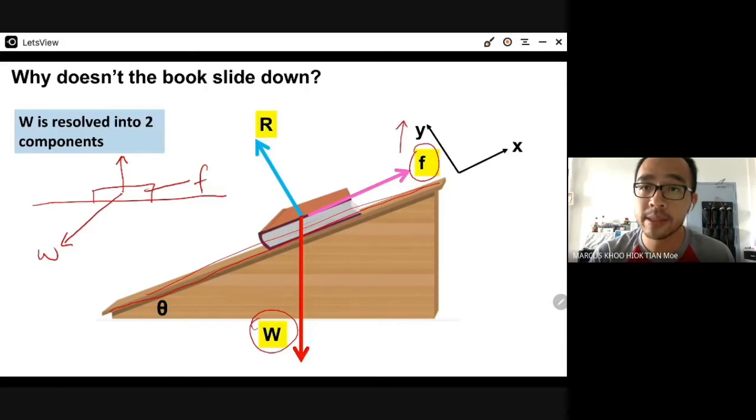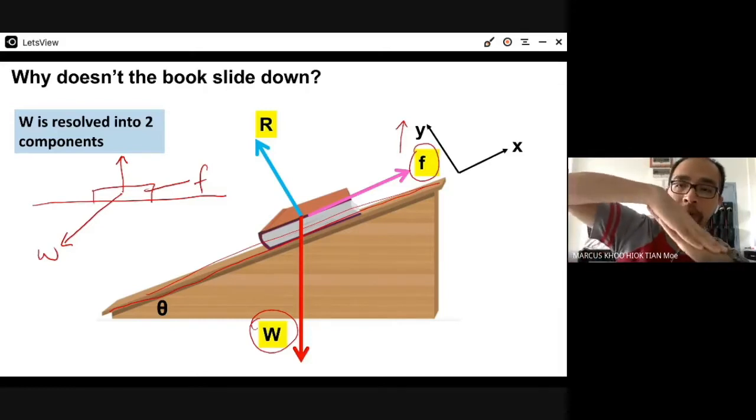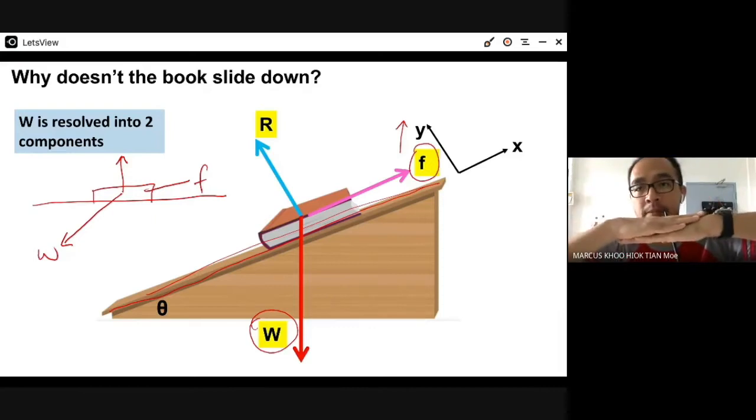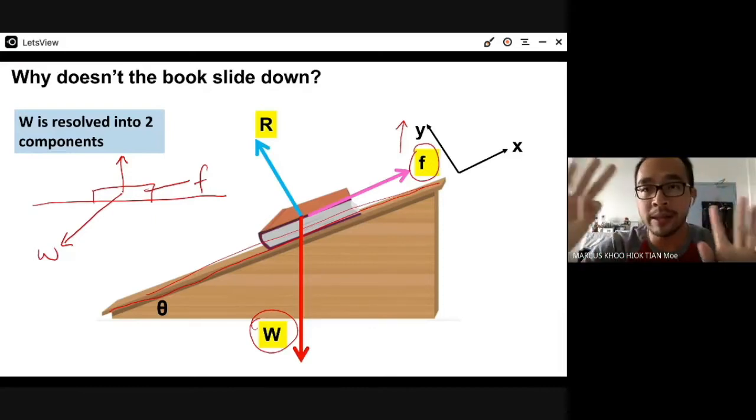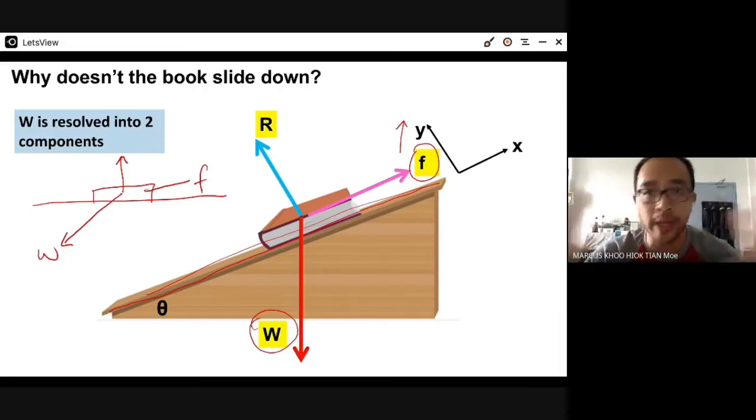Do you see that? The W is slanted. Even if I tilt it or make it flat like this, I don't do anything to the R, W and F. I just bring it together with me. You will see that the W actually is the slanted force compared with the surface. Okay? And we already did this yesterday.